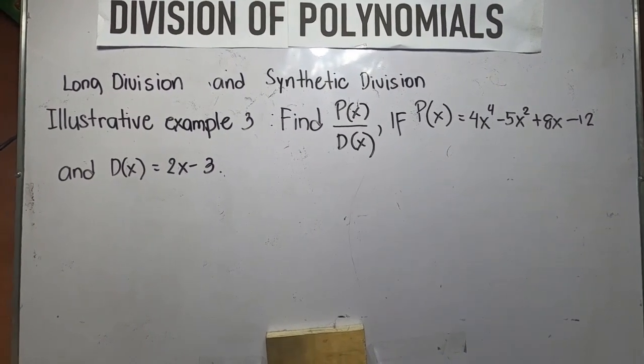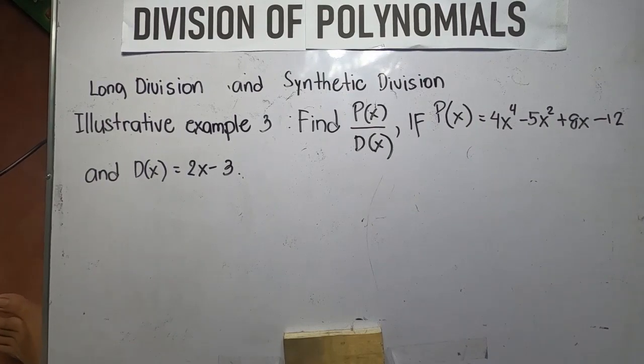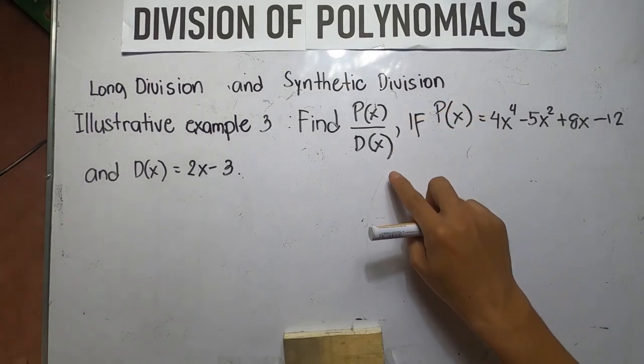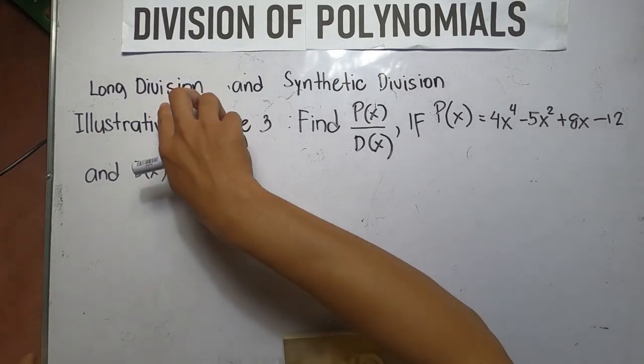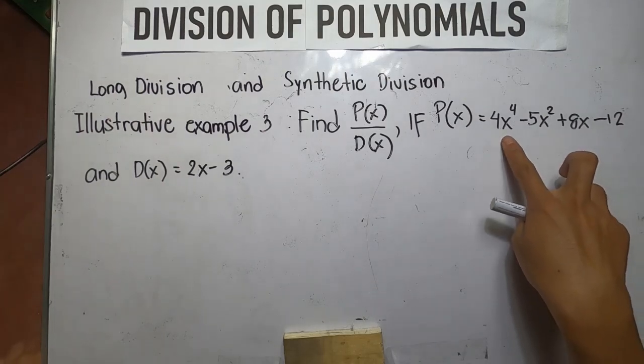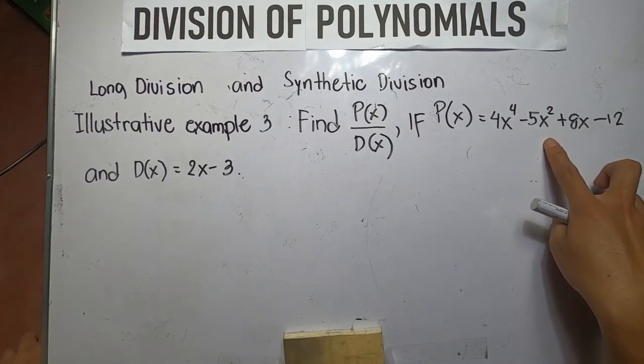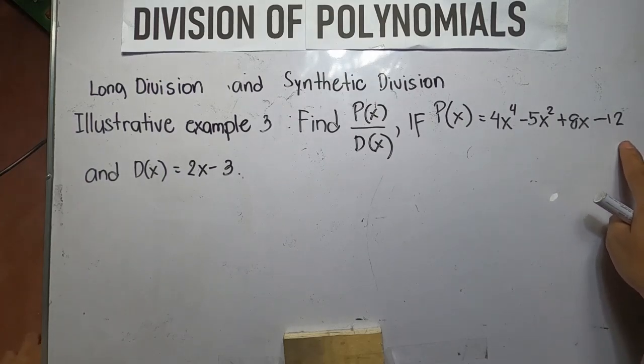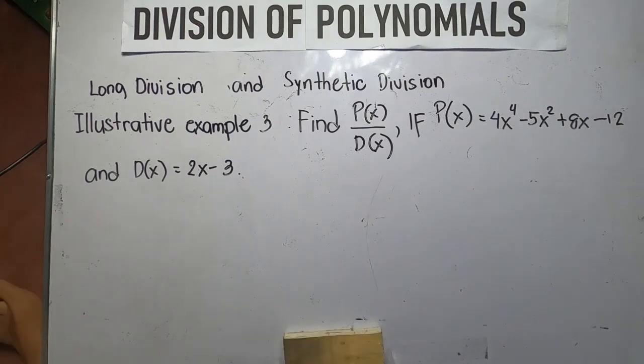Let's proceed to illustrative example number 3. For this example, we are going to compare the quotient of p of x and d of x through long division and synthetic division. Let's try to divide or find the quotient of p of x and d of x using long division. P of x is equal to 4x raised to 4 minus 5x squared plus 8x minus 12, while d of x is equal to 2x minus 3.